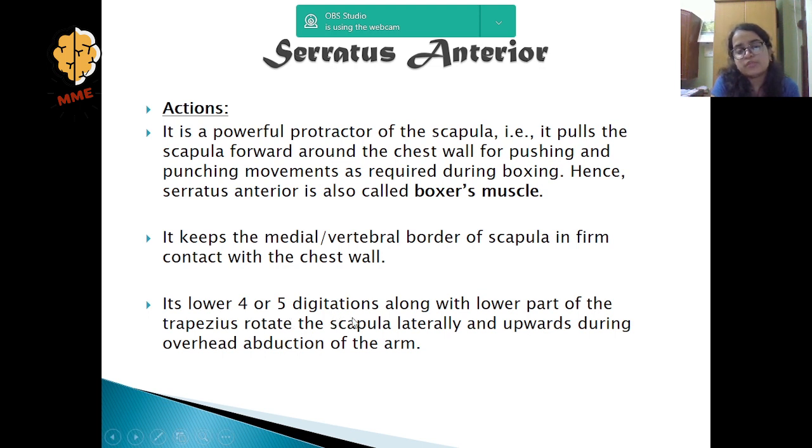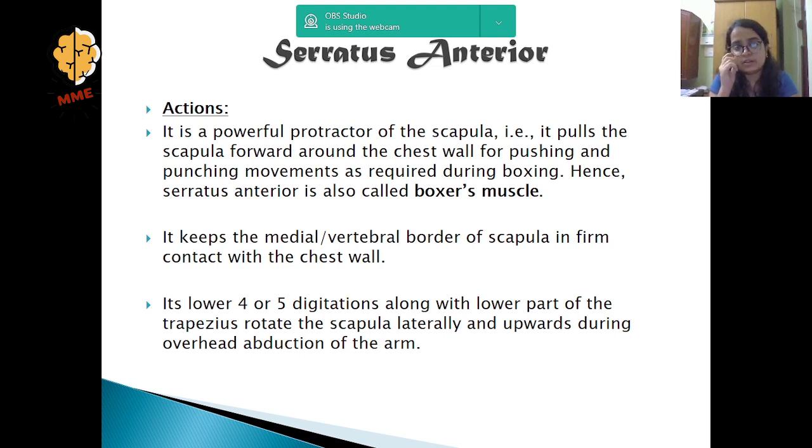Its lower 4 or 5 digitations, along with the lower part of the trapezius muscle, rotate the scapula laterally and upwards during the overhead abduction of the scapula. Overhead abduction means greater than 90 degrees. Here especially we are talking about overhead abduction of the shoulder joint from 120 degrees to 180 degrees. In this range, the scapula needs to rotate laterally to complete the overhead abduction of the shoulder joint.